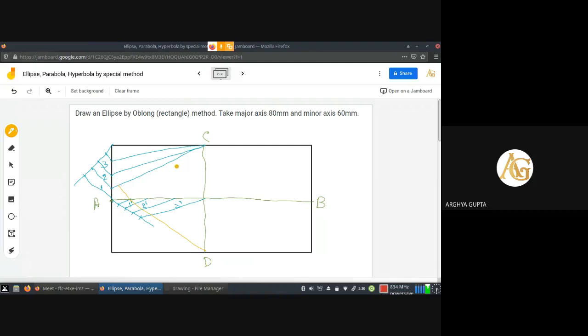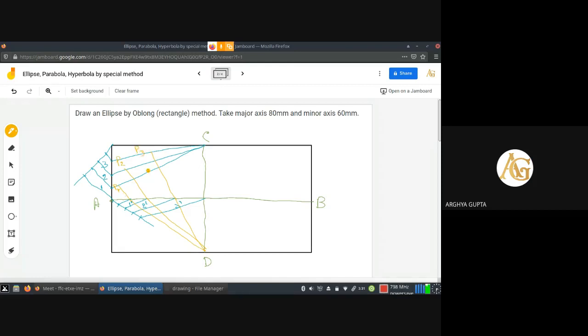The same process is to be repeated here, so that point will be P1. The same process is to be repeated now. We have to join 2 dash to D and extend the line up to 2. So that point will be P2. Next, join D to 3 dash and extend the line up to 3. Hence, we will get point P3.